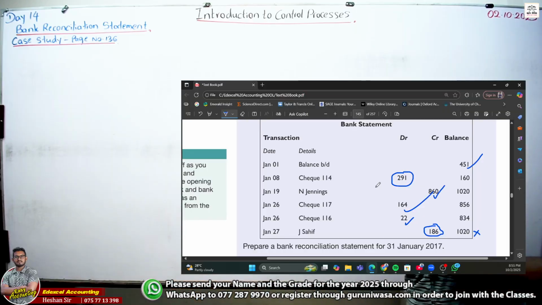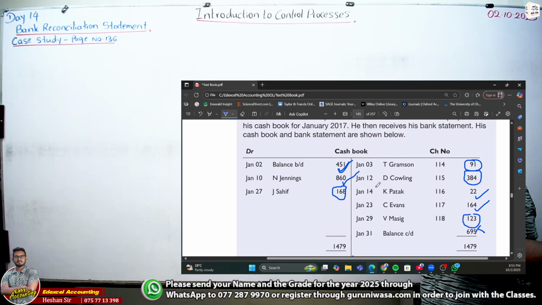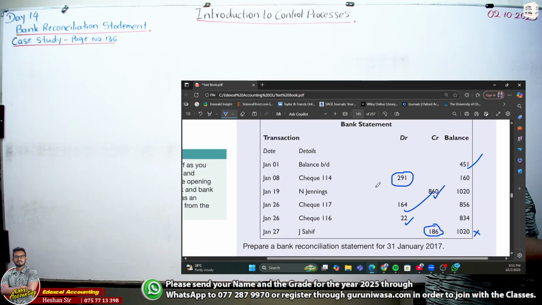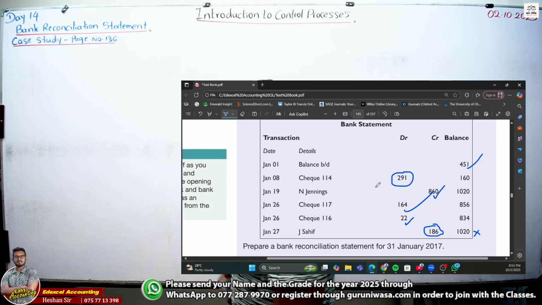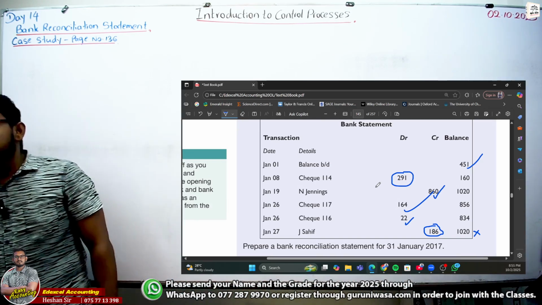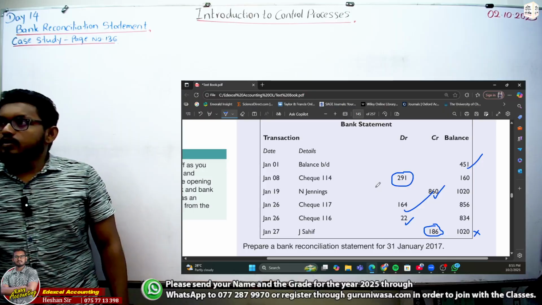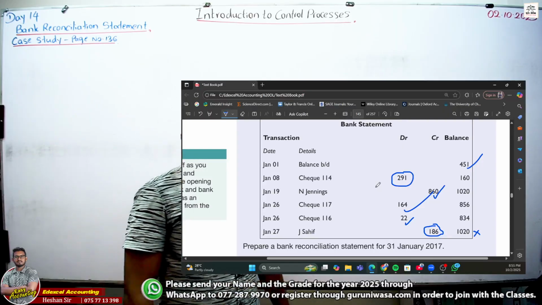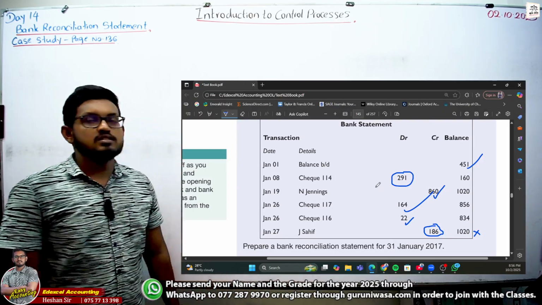291 in here, but not in. Right. So now you can see these are the reasons for the differences. Understand? We found the reasons for the differences.